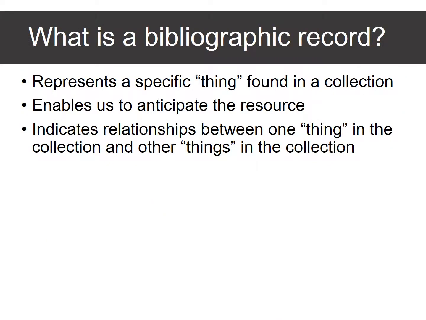Having said this, what is a bibliographic record? It is a representation of a specific thing found in a collection. Its description enables us to anticipate the resource so that even before we arrive at the library or walk up to the shelf, we know what we are looking for. Finally, a good bibliographic record also indicates possible relationships that this thing in the collection has with other things in the collection that may potentially interest us and other users.